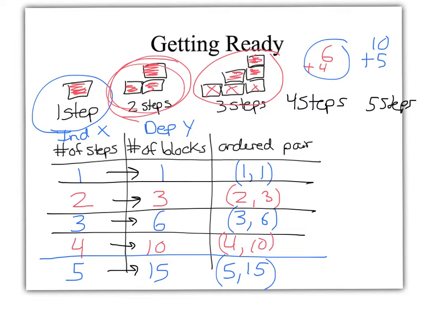Since the x values are going up one at a time, if you look at the number of blocks, from 1 to 3, you're going up by 2 blocks. From 3 to 6, you're going up by 3 blocks. From 6 to 10, you're going up by 4. And from 10 to 15, you're going up by 5. So it kind of looks like a pattern. It goes 2, 3, 4, 5. But it's not going up by the same amount each time. And on a graph, if you're jumping by 2, then you're jumping by 3, then by 4, then by 5, it's not going to make a straight line. So it is a function. It's just not a linear function.